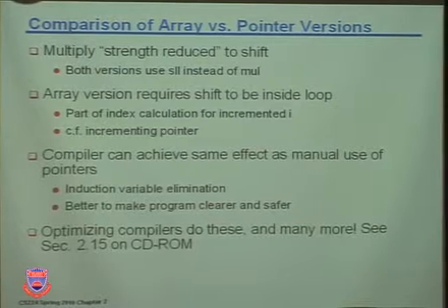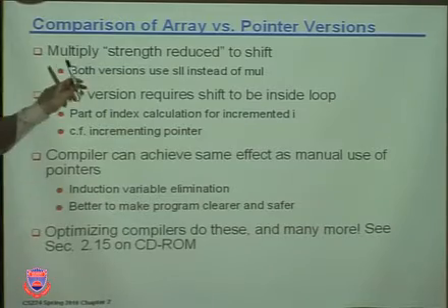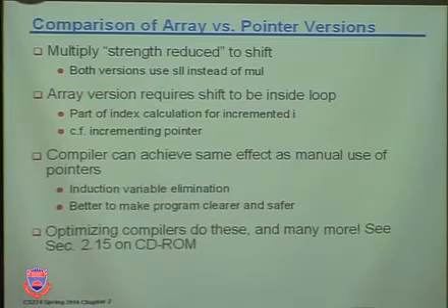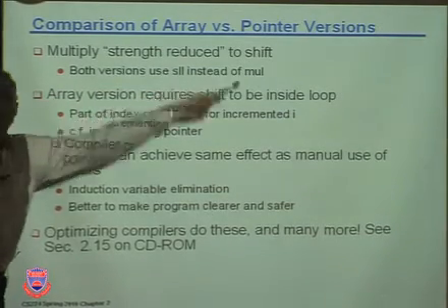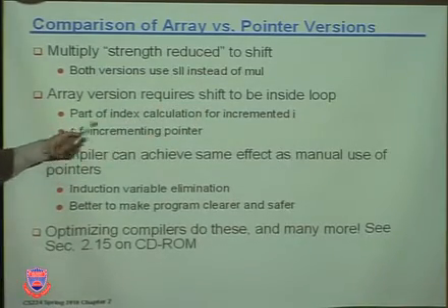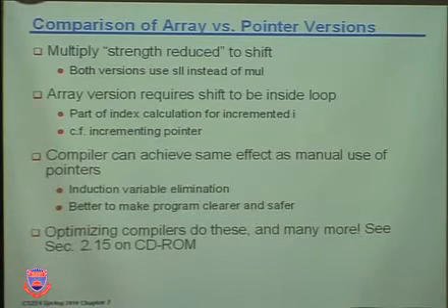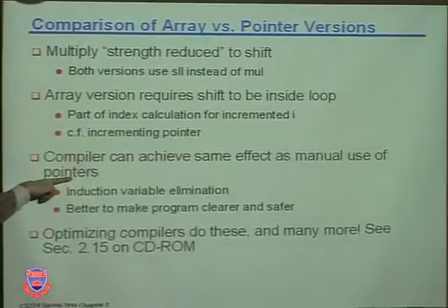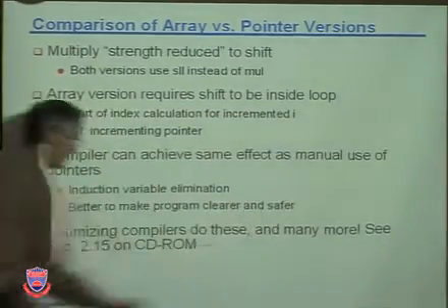If we compare the array and pointer versions of these two codes, we've pretty much done it, but the first thing is we reduced multiply to shifting in both codes. We call that a strength reduction, and it saves time because a faster instruction was substituted for a slower instruction. Both versions used shift left logical instead of multiply. The array version required the shift to be inside the loop, part of the index calculation that we showed here. Incrementing the pointer and multiplying it by 4 and adding it, the compiler can achieve the same effect as manual use of pointers. And I said that. You could start with this, compiler would generate this directly, then optimize it and get it over to here.